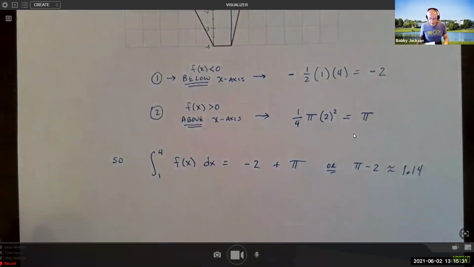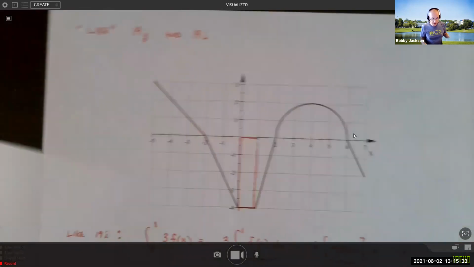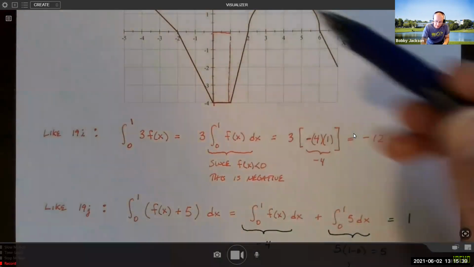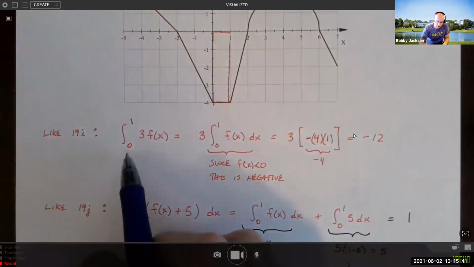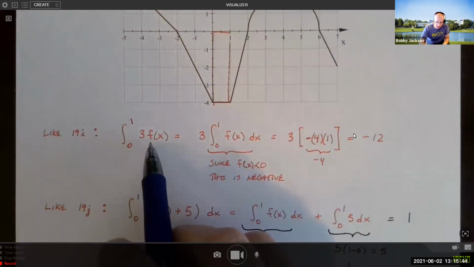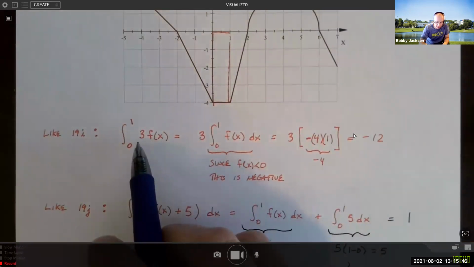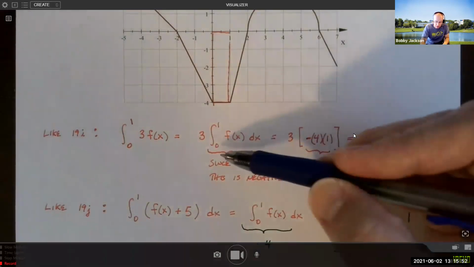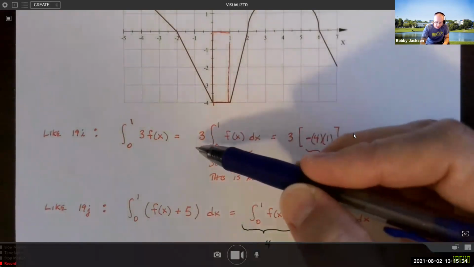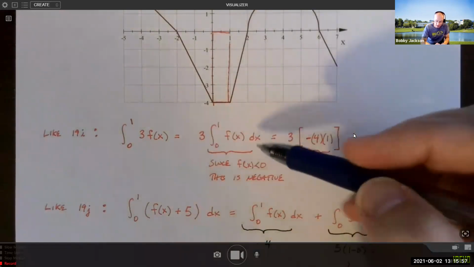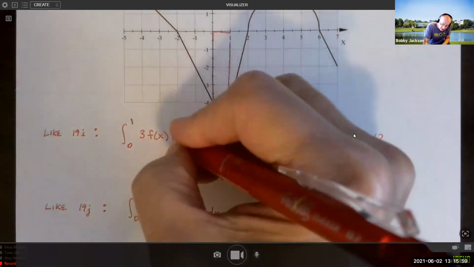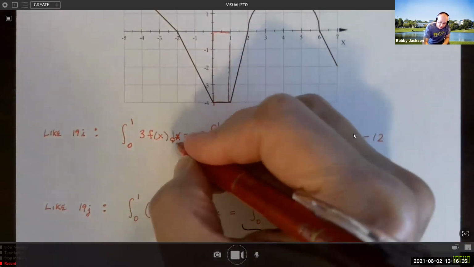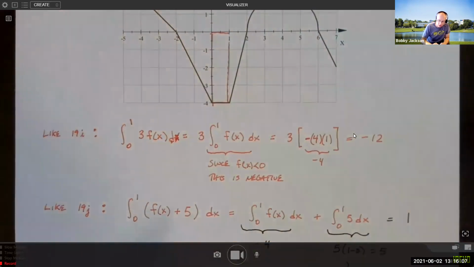Let's do a couple more like 19i and j. These are not exactly 19i and j, but they're very similar. Same function though. I'm going to look at the integral from 0 to 1 of 3 times f of x. So what do I do with that? This constant multiple, by the properties of definite integrals, can be pulled outside, right? So it's 3 times the integral from 0 to 1 of f of x dx. We can only pull it outside if there's no variable. The variable of integration is x; the dx tells us that. And so we have to leave that there.